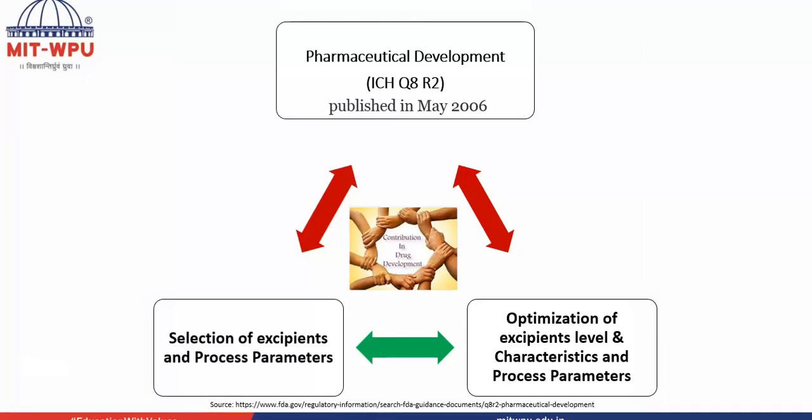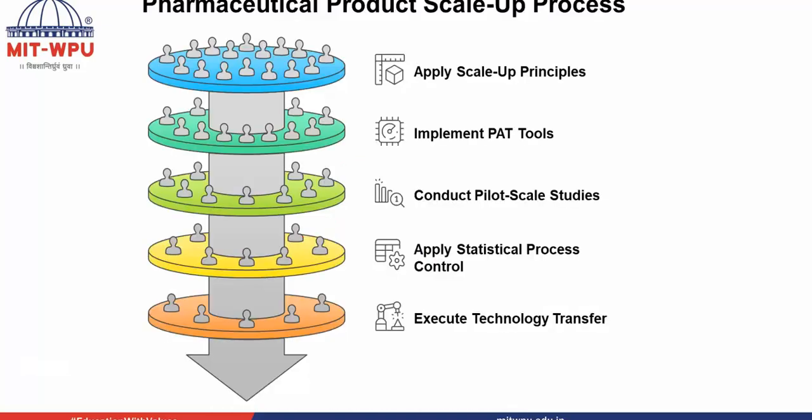This is the flow of how pharmaceutical development is covered in the ICH Q8 R2 guidelines, which were published in May 2006. First you always have to select the proper excipients and process parameters as per the QbD guidelines. We always look at the CMA and CPP, very, very important, in order to optimize the excipient level and characteristics of process parameters. This is very, very important. And finally, then you can go with the pharmaceutical product scale-up studies. Product scale-up is very, very important.